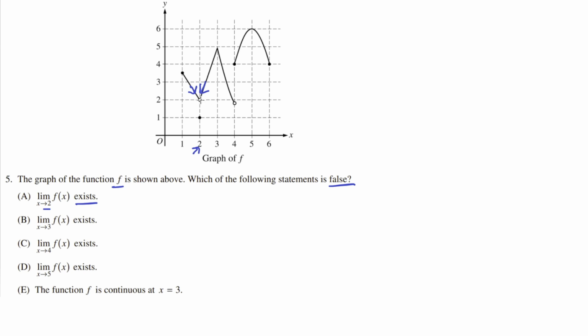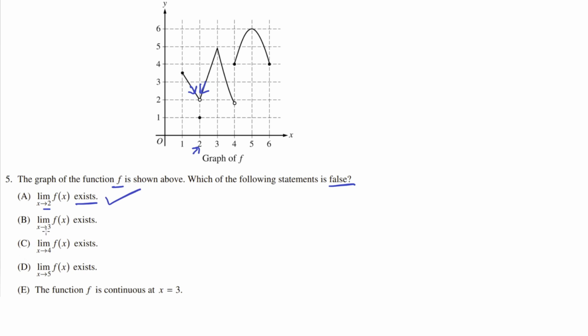Even though there's a hole here, the actual value at x equals 2 does not matter in order for the limit to exist. All that matters is that the graph on the left and the right both approach the same thing. In this case, they both approach 2. So the limit as x approaches 2 of f of x does exist. So this is true.